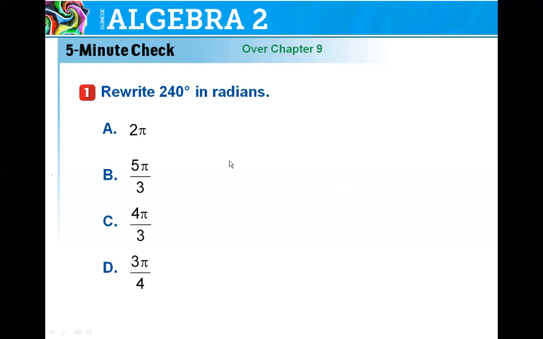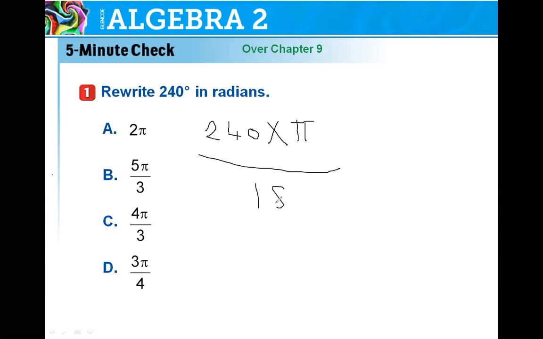Multiply the angle by pi over 180. Yes, over 180. So I need to multiply 240 times pi over 180. If you calculate and simplify it, you will get? I will do it now. Yes, okay, I'm waiting.